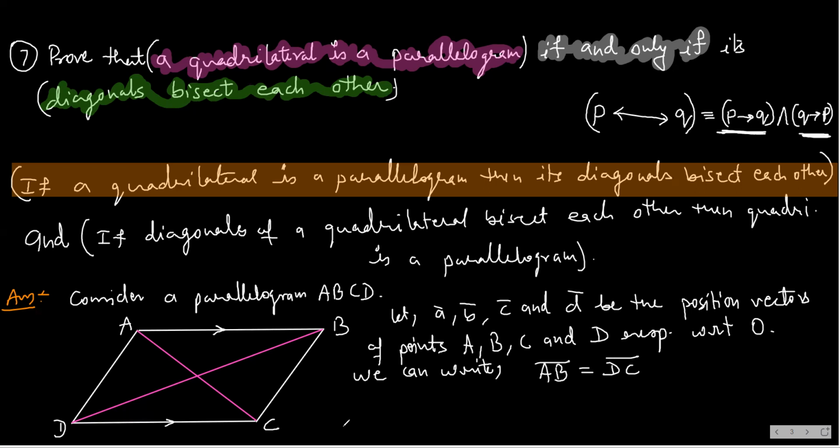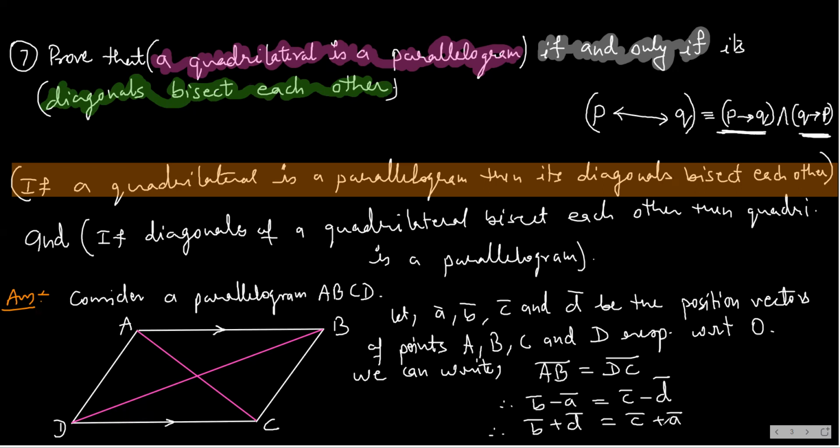Now why am I writing AB bar equals DC bar? Because I am given ABCD is a parallelogram. Remember, you cannot write AB bar equal to CD bar because CD bar is in the opposite direction. You will have to write DC bar. Now here I will get, therefore, B bar minus A bar is equal to C bar minus D bar. Let me do the shifting here. So let me take D bar with B bar, D bar on the left and A bar on the right hand side. So what do I get? Therefore, B bar plus D bar is equal to C bar plus A bar.